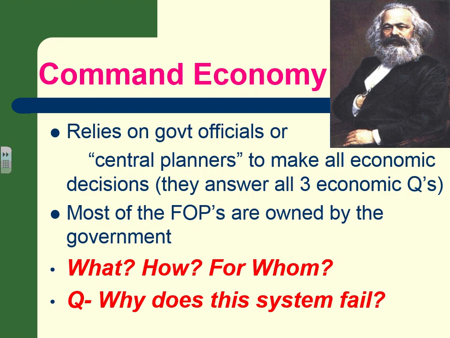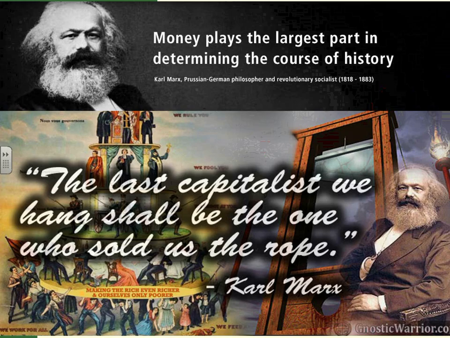When we discuss command economy, we usually are discussing communism, and the people that make the decisions in a command economy are called the central planners. And the factors of production are owned by the government, and the government central planners decide what's going to be produced and how it's going to be produced. Karl Marx is the foremost economist in command economies.